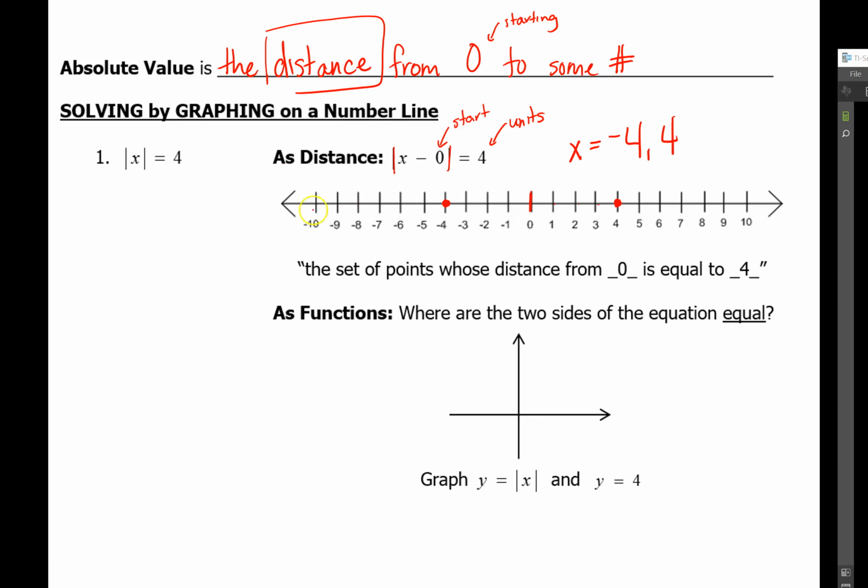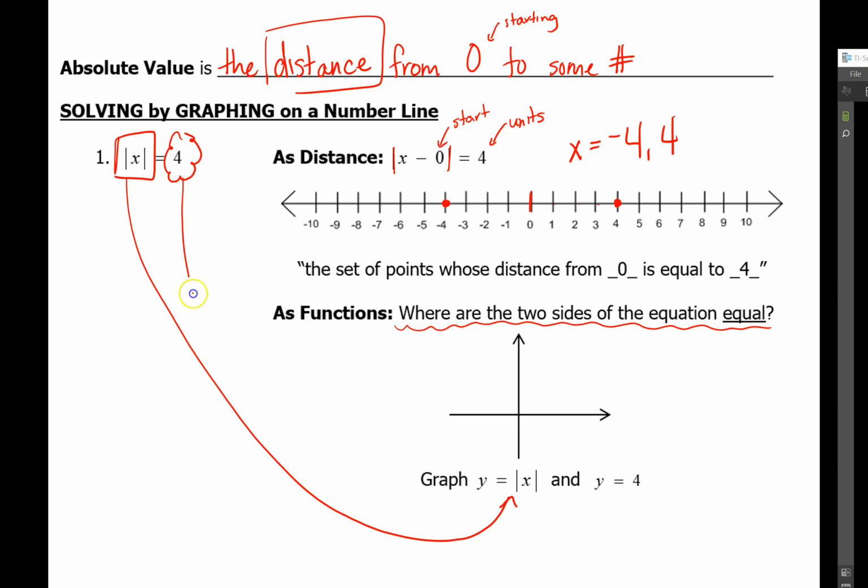In addition to thinking about this as a distance on a number line, we can also solve these problems by thinking about them as functions. We want to ask ourselves this question: where are the two sides of the equation equal? In order to do that, we are going to graph both sides of the equation. So whatever's on the left-hand side, I'm going to graph that, and whatever's on the right-hand side, I'm going to graph that as well. So the absolute value of x, just to do a rough sketch, remember that is a vertex at 0, 0, and then it rises and runs 1. So it's going to go up at 2, 2, it's going to be at 3, 3, and 4, 4, and so on.